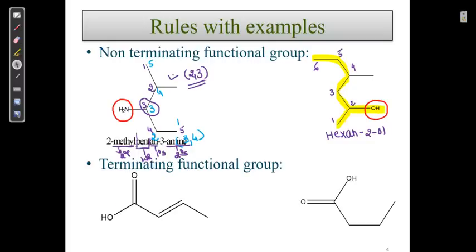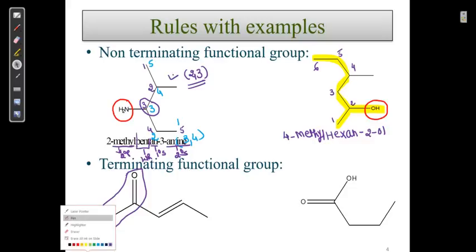You have to arrange them in front, alphabetically. So I can write here 4-methylhexan-2-ol. Here comes the terminating functional group. This is not a ketone and this is not an alcohol, but this is a carboxylic acid. So I can say these are our cabinet ministers, and we have to give priority to them only.